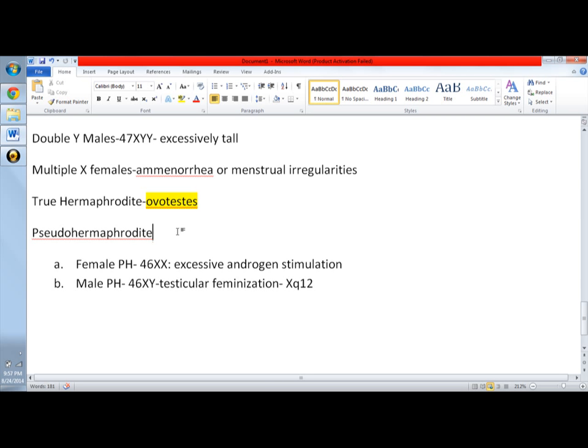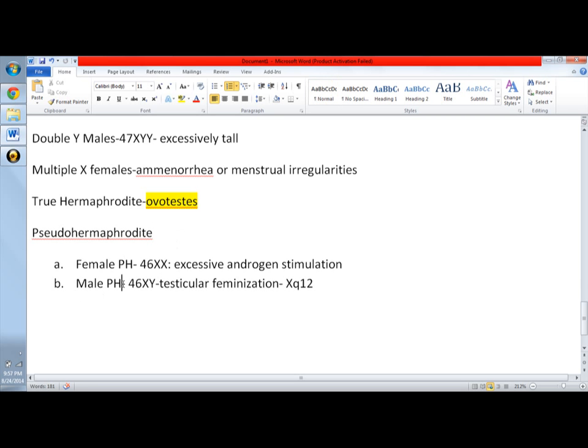In some cases, like the androgen producing tumors, a phenotypic female would have an ovarian Sertoli Leydig cell tumor. So we all know Leydig cells are the ones that produce testosterone. So if these tumors keep on producing testosterone, then the patient will have an increased risk of having male external genitalia.